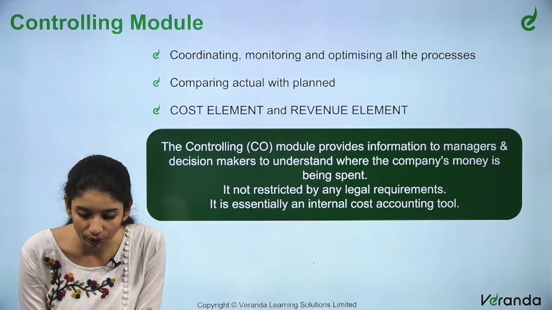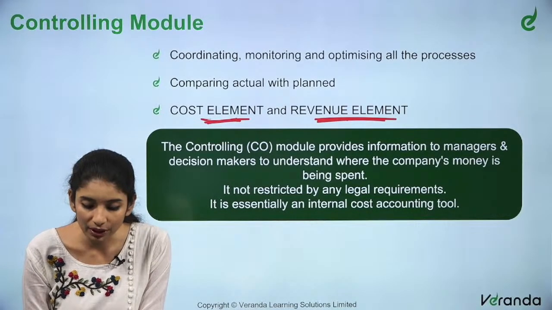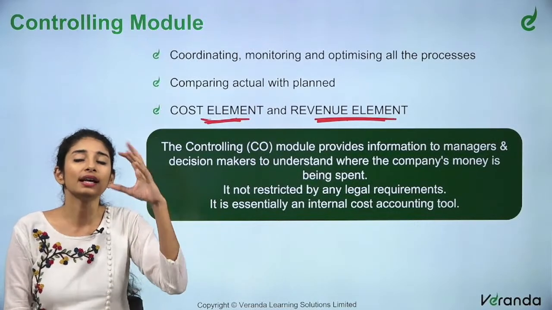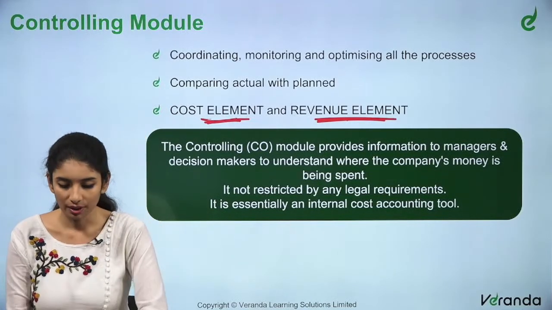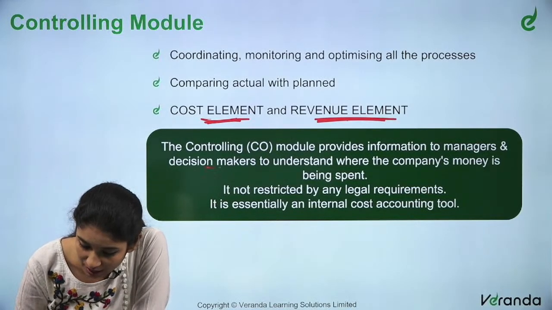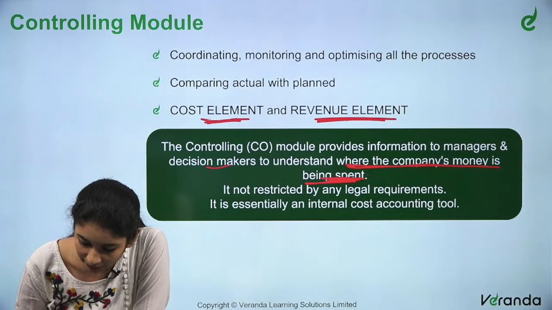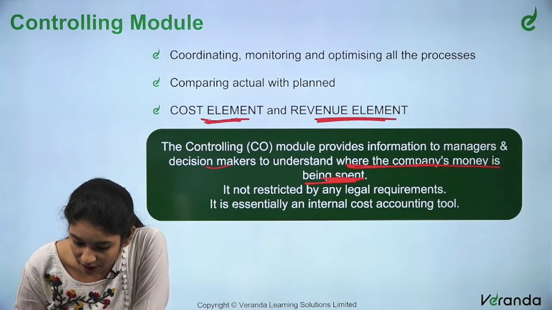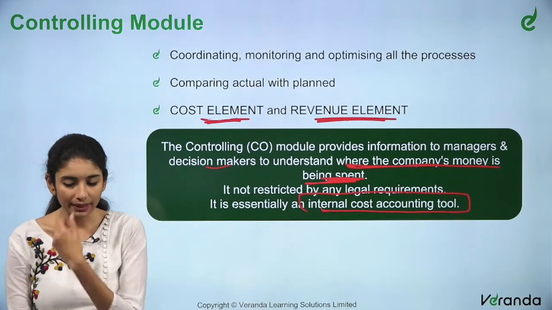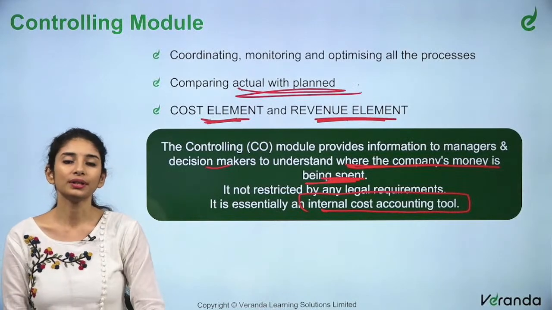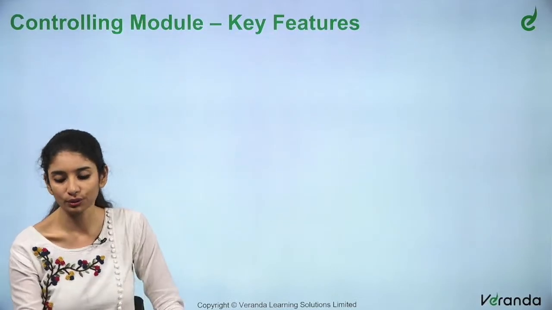For example, the controlling module. Under the controlling module, cost element and revenue element are a part of it. Controlling, as the name suggests, is something which is planned, and you have to compare that with the actual and understand the deviation. The controlling module provides information to managers and decision makers to understand where the company's money is being spent. It is not restricted by any legal requirements. It is essentially an internal cost accounting tool, comparing the actual data with planned data. Now, under the controlling module, we have a question called the key features of a controlling module.